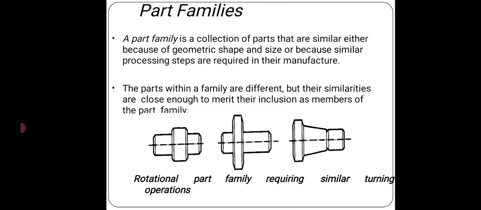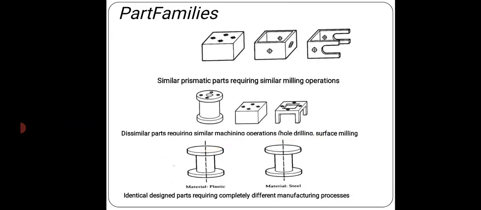So you can group based on the manufacturing attributes. The three diagrams have different design attributes, shapes may be different, but the manufacturing activities are the same. So we can arrange based on the manufacturing attributes. This is one type of part family.